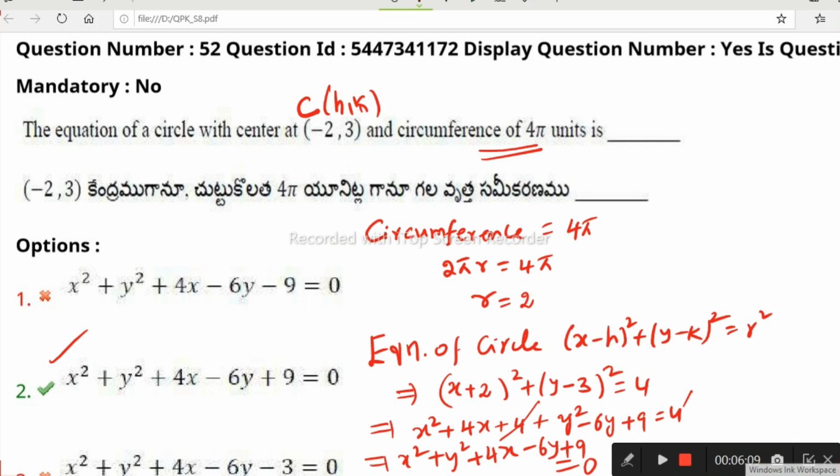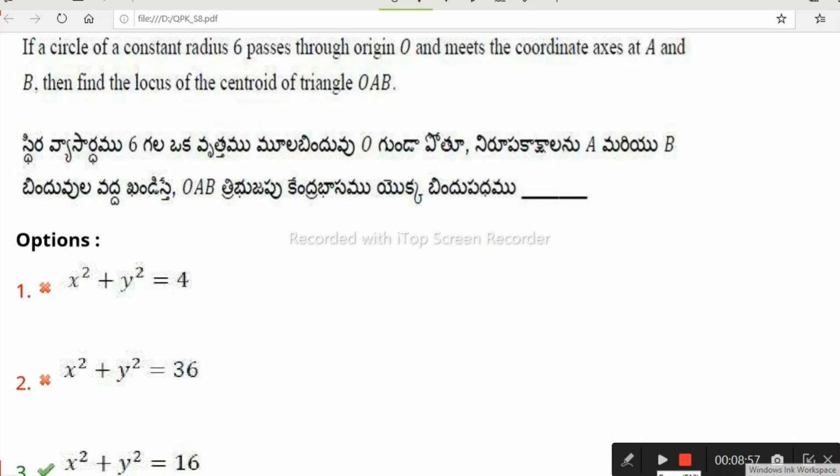Is it clear? Right. Now look forward to the next questions. Yes, what is this question? If a circle of constant radius r passes through the origin O and meets the coordinate axes at A and B, then find the locus of the centroid of the triangle OAB.